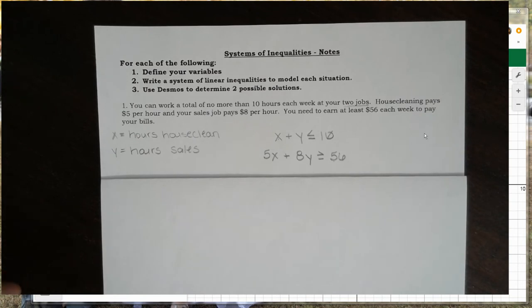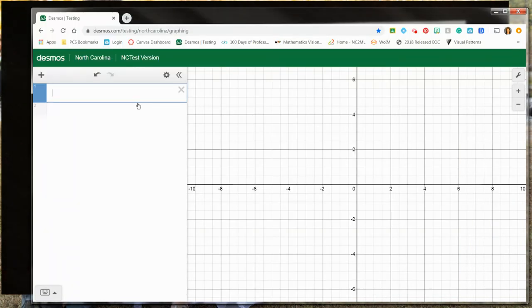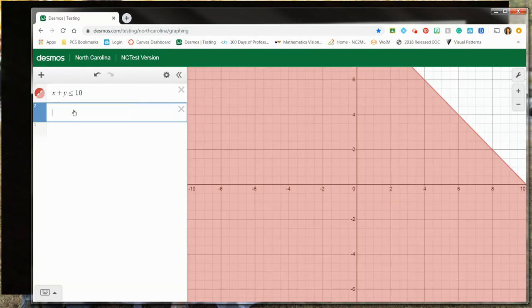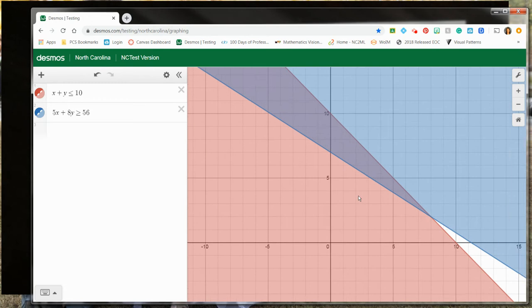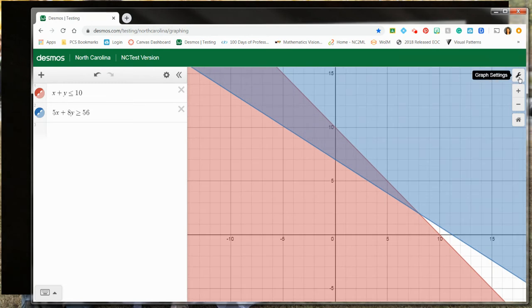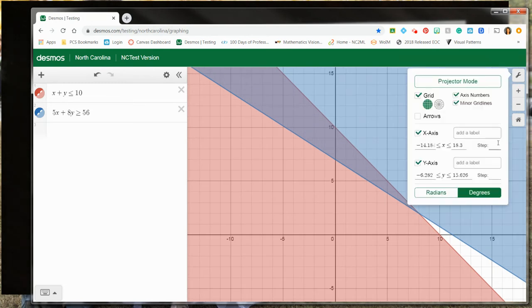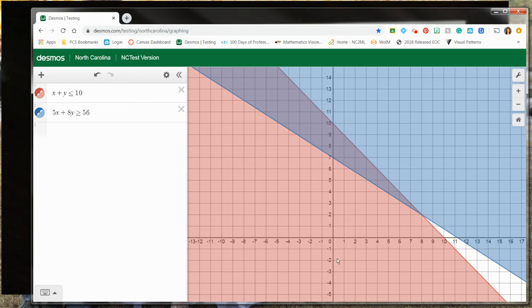So I'm going to go over to Desmos and I'm going to put those 2 equations in exactly as I wrote them. That would be x plus y less than or equal to 10. Oops, it helps if I write less than or equal to. And then this 5x plus 8y is going to be greater than or equal to 56. So now I'm going to zoom out a little bit and I'm going to add my step of 1 so that I can see all of my numbers.